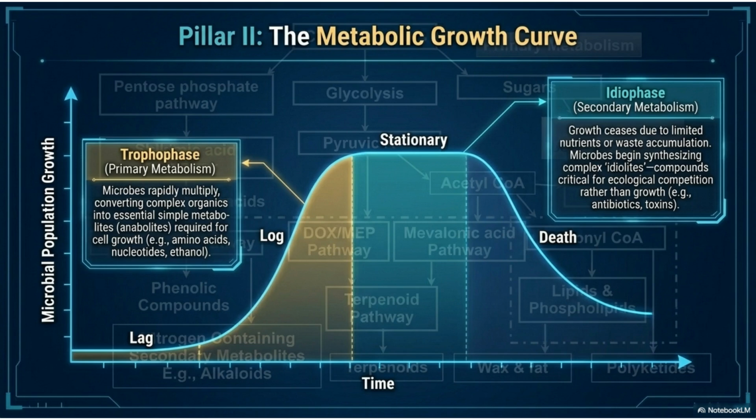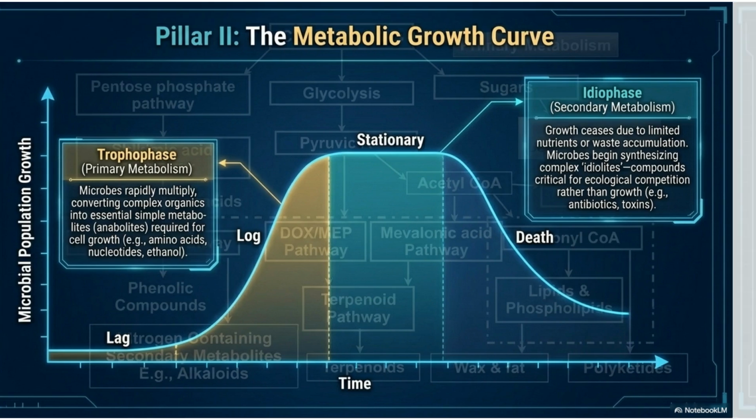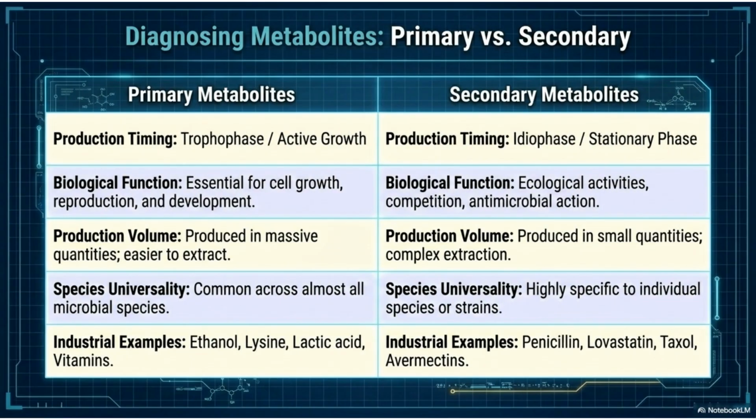Growth happens in distinct stages: the trophophase, where primary metabolites support rapid growth, and the idiophase, where microbes produce complex secondary metabolites. We distinguish between these metabolites based on timing, function, and volume. Primary metabolites are essential for growth, whereas secondary metabolites are often produced under specific conditions and are highly species-specific.